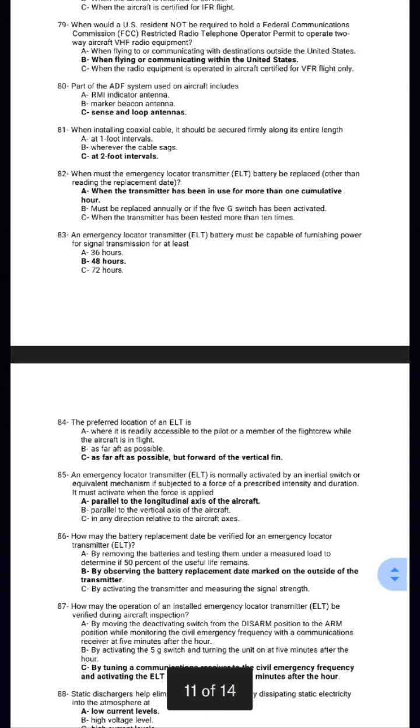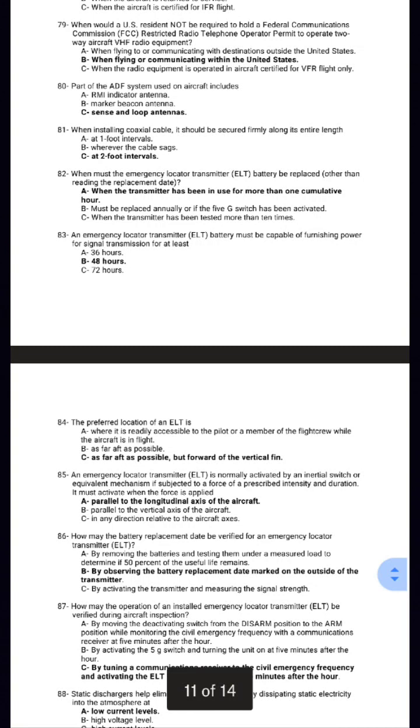So an ELT is normally activated by an internal switch or equivalent mechanism if subjected to a force of a prescribed intensity and duration. So it's basically a crash. If a mechanism is subject to a crash, it must activate when the force is applied longitudinal to the axis of the aircraft. All those sensors sit longitudinally, so horizontally, not vertically, not up and down. Planes fly through the sky like that, they don't fly up like a rocket.